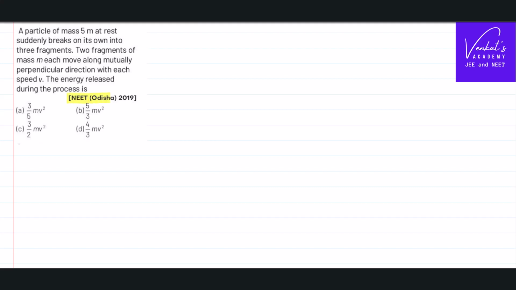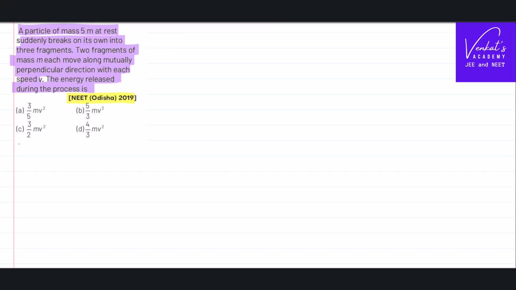This is a NEET Odisha 2019 question from collisions. Look at the question. A particle of mass 5m at rest suddenly breaks into 3 fragments. 2 fragments, each of mass m, move perpendicularly, each with a speed v. What is the energy released during the process? So let's try to understand what he has given for you.